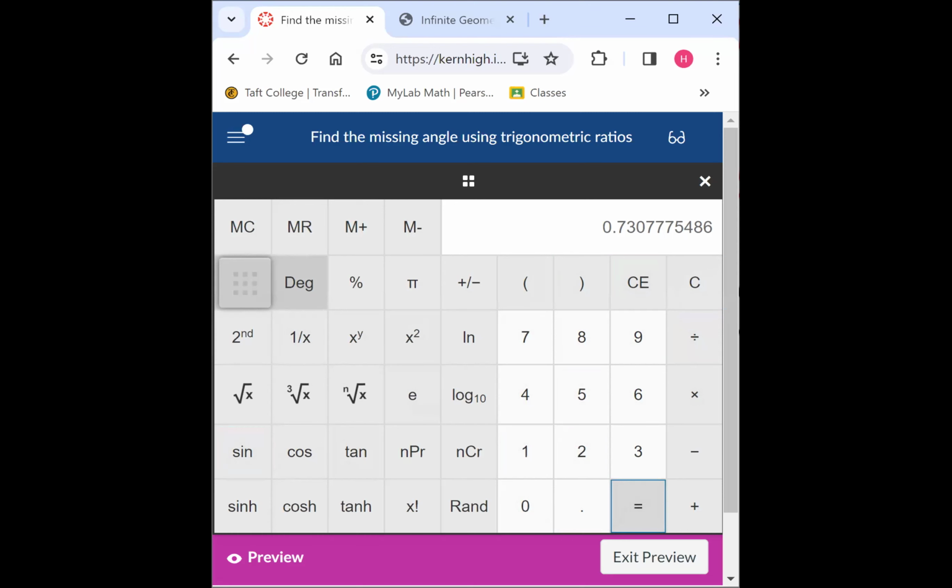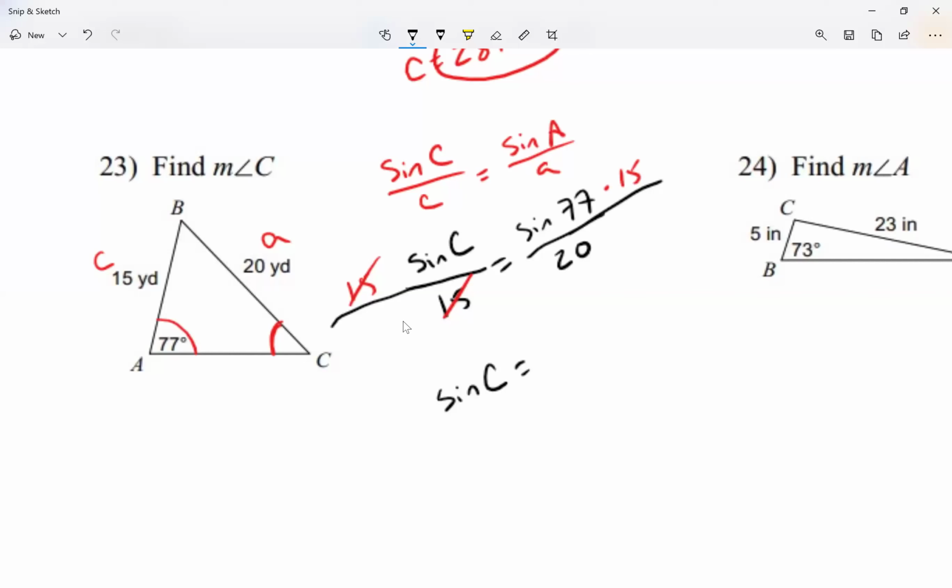Notice how, let me come back here. I know that sine of C was equal to 0.730778. Now, you can say, well, let me round that to one decimal place. So 0.7. You type it in and it is wrong. I want to know what angle C is, not what sine of C is. So there's still one more step I have to do.